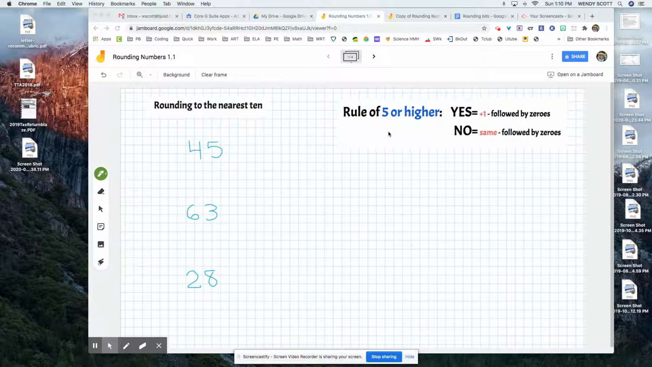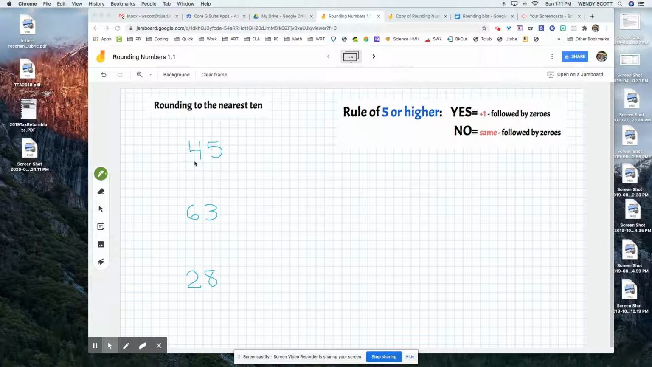or higher. If I ask the question, is this number 5 or higher, and my answer is yes, I'm going to add 1, in this case, to my tens number, and the rest of the numbers behind it to the right will always be 0. If I ask myself the question, is this number 5 or higher, and my answer is no, then the number stays the same, and the rest of the numbers will be zeros. So we're rounding to the nearest 10.